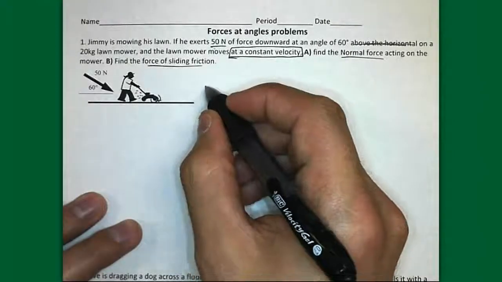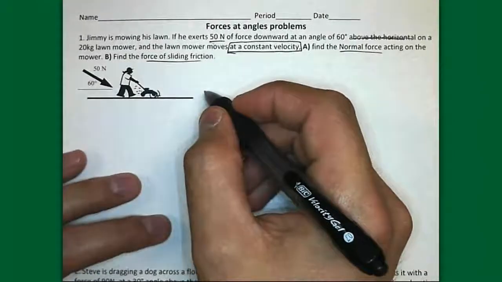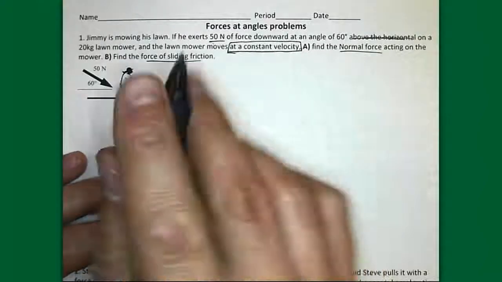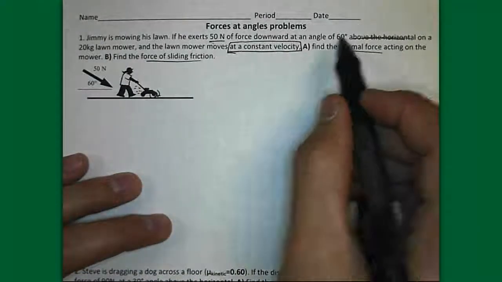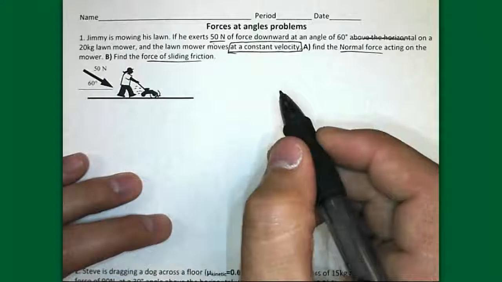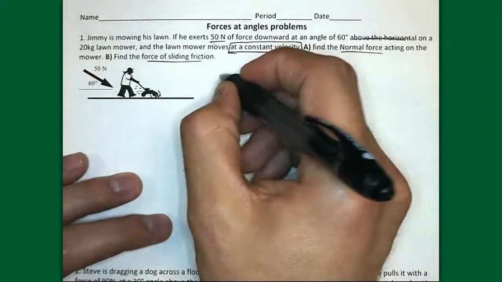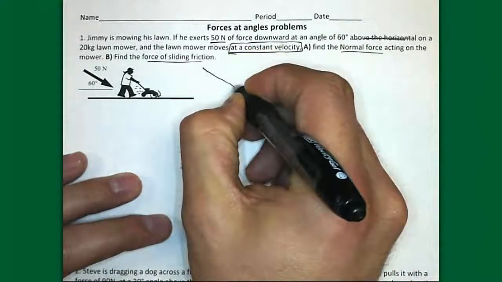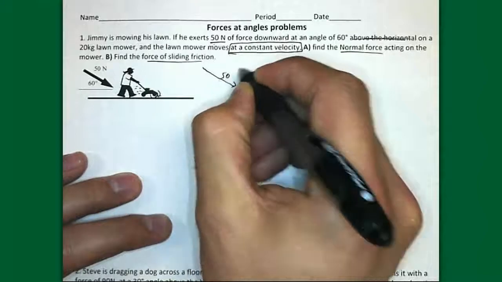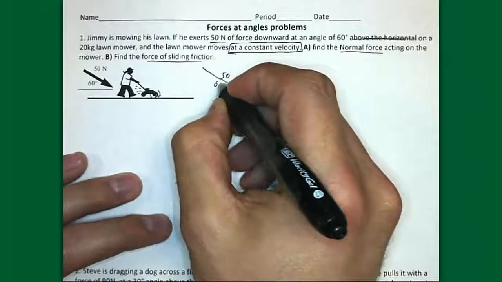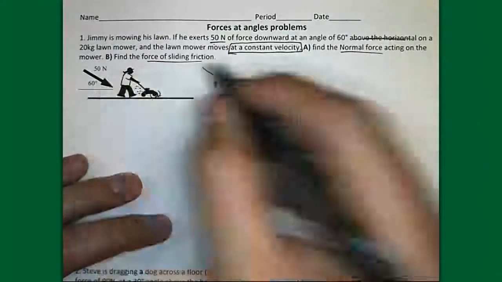All right, the first thing we have to do in this case is to, again, resolve the vector into x and y components. That's the first thing you do whenever you're given an angle and anything else, a force or a velocity. So we have a 50 Newton force down at a 60-degree angle like it's shown here.